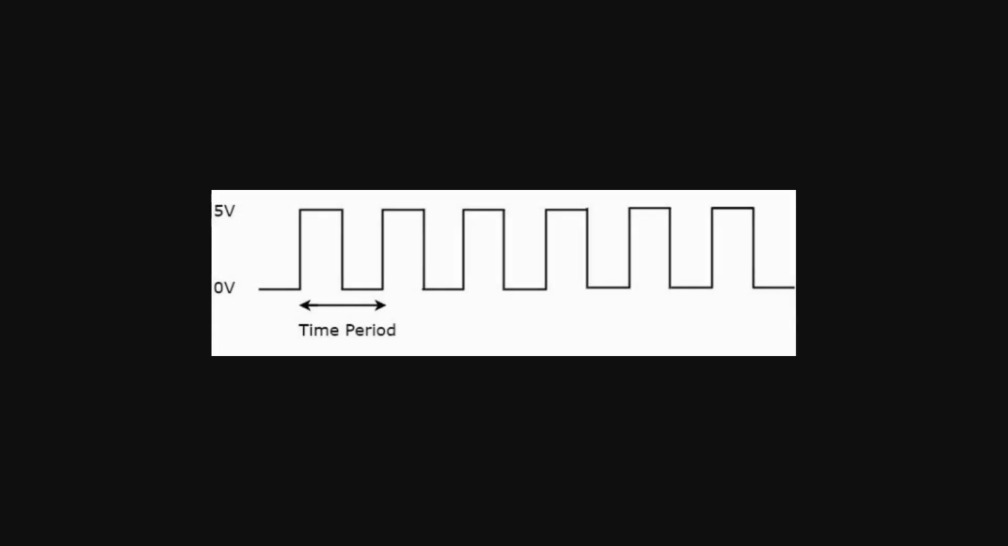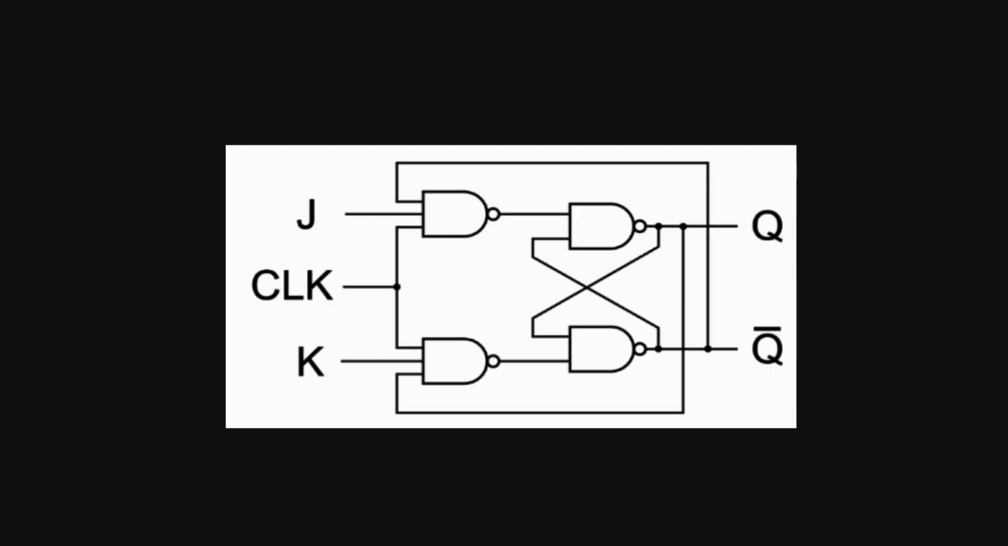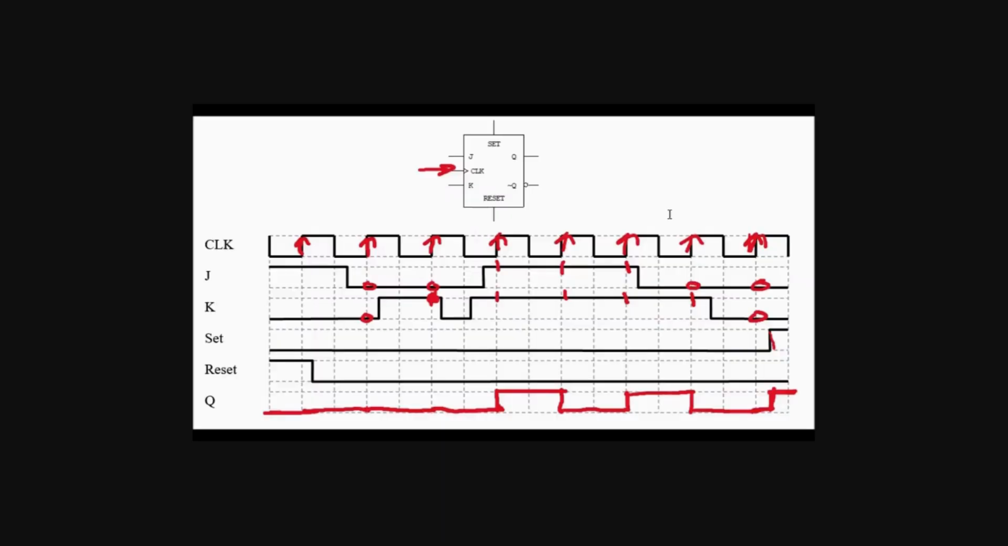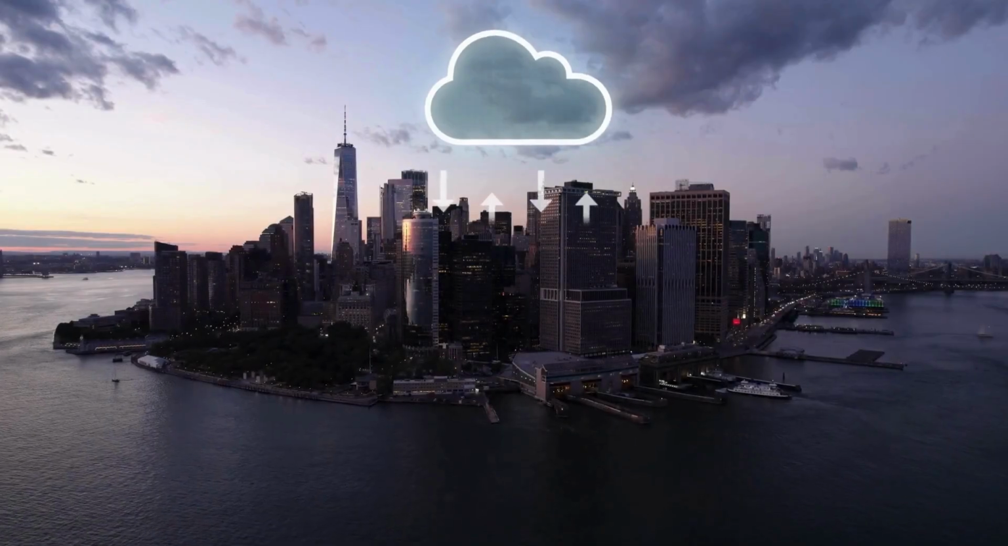A clock is a regular electric signal that alternates between high and low at a fixed frequency. By gating the inputs of the latch with this clock, we create a flip-flop. A flip-flop only samples its input at the instant the clock rises or falls, then holds the value until the next edge of the clock. This synchronizes the whole system.